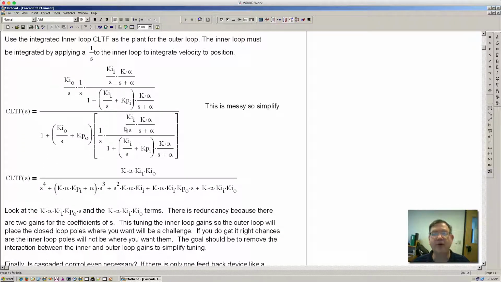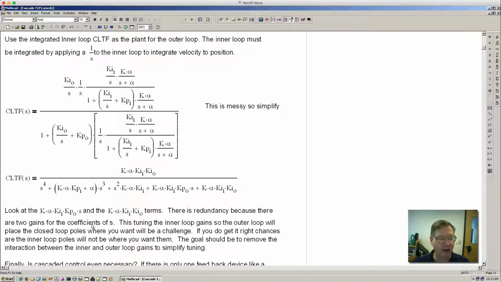And now what we want to do is combine the two loops. So this is the inner loop velocity loop. This integrates the velocity into position. And then again, I have only the integrator for the outer loop in the forward path. And then I have all of this as the plant for the outer loop, and that's down here. And now we have the outer loop integrator and proportional terms here. So this is the closed loop transfer function.